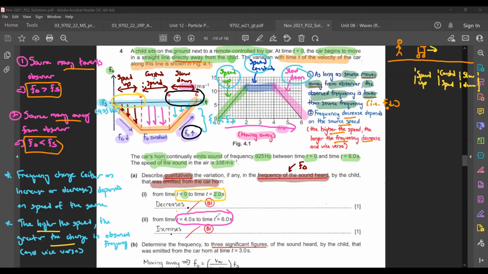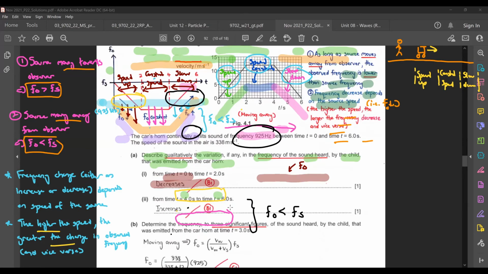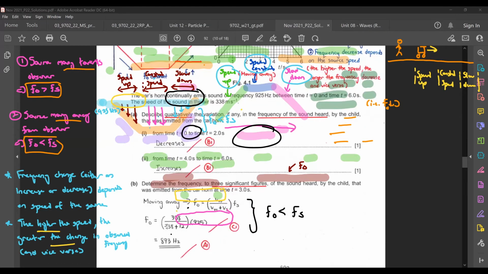Why we say that the observed frequency decreases, why we say that the observed frequency increases. For both these cases, observed frequency is still less than the source frequency because you're still moving away from the observer. But the amount that has dropped, the amount that is less, changes. Okay, right. So this is the difficult part about this question, but the subsequent parts should be quite easy.